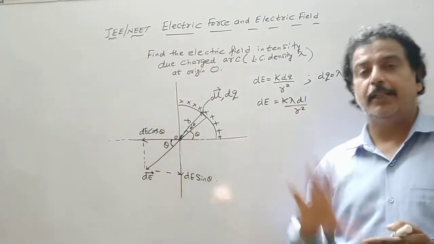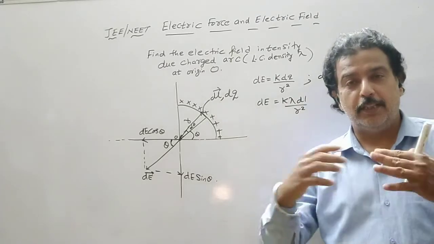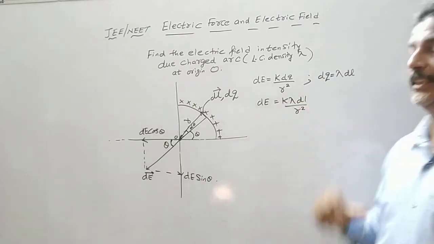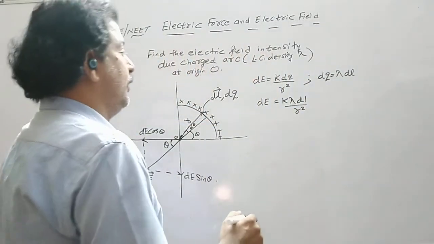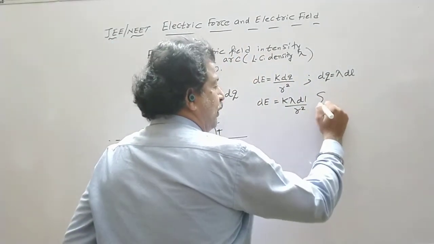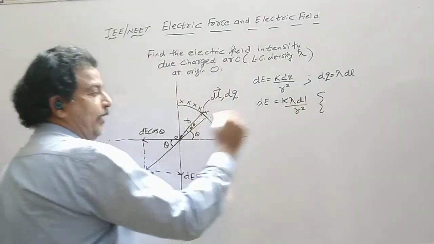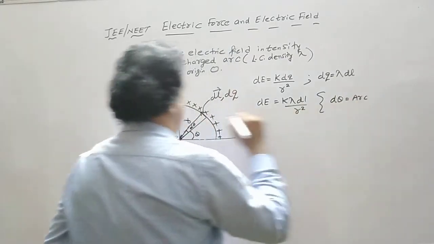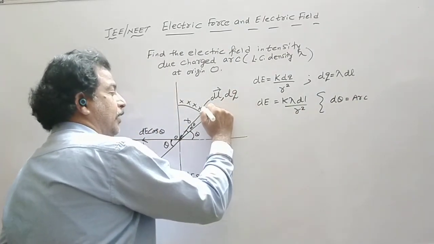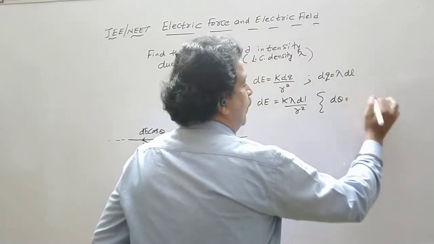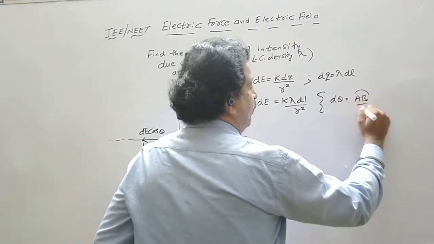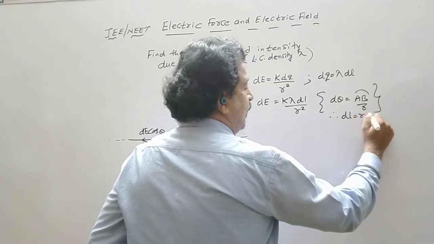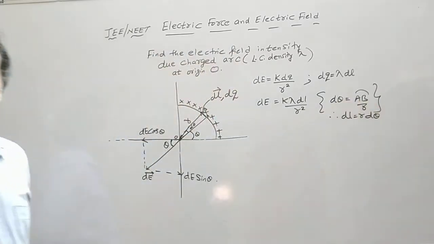So theta will be changing. Here theta is variable, so I need to convert this equation into theta. Now we know that angular width, that is d theta, is equal to arc, let us name this arc as AB, so that is the length of arc AB divided by radius. Therefore dl can be written as r d theta.